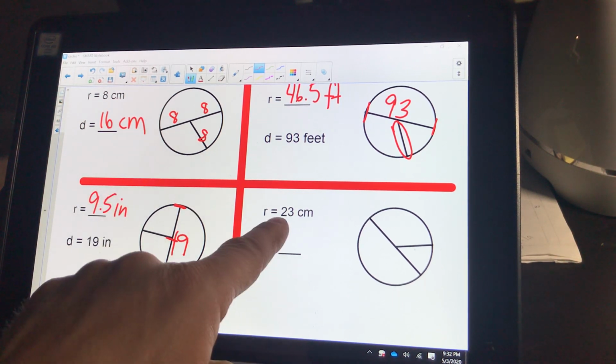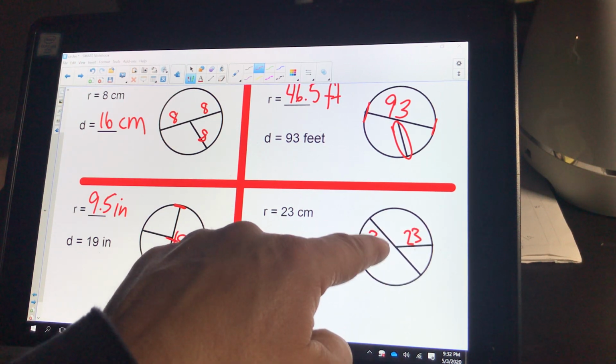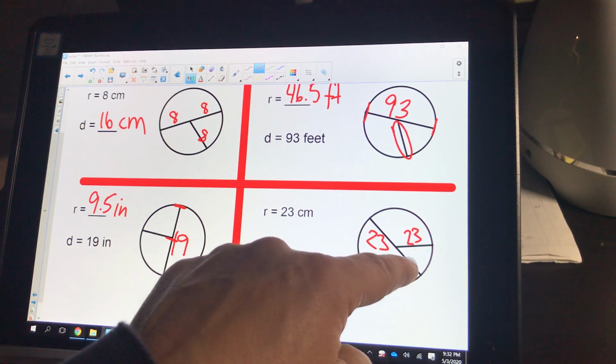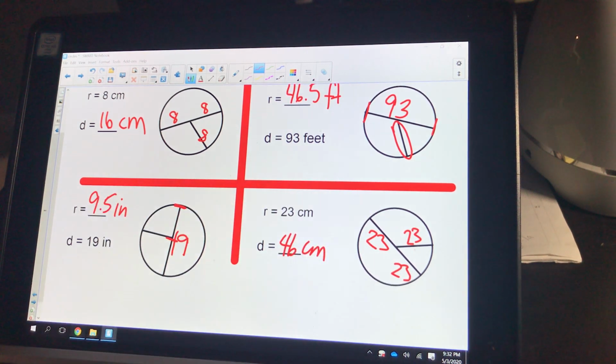And the last one, 23 centimeters is the radius. I got to put it in the right spot. That means there's a 23 here and a 23 here for a 46 centimeters.